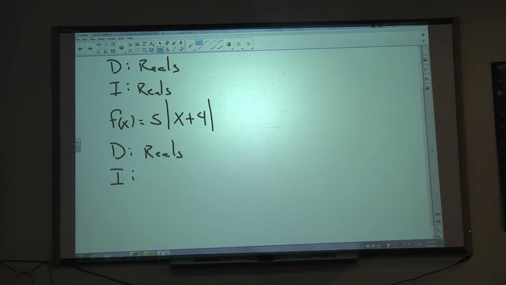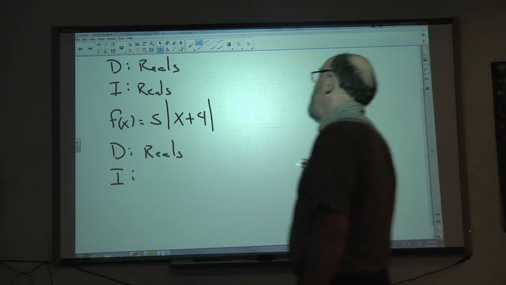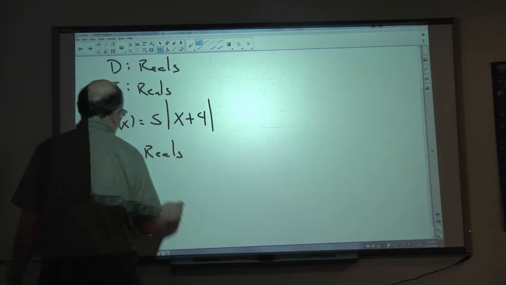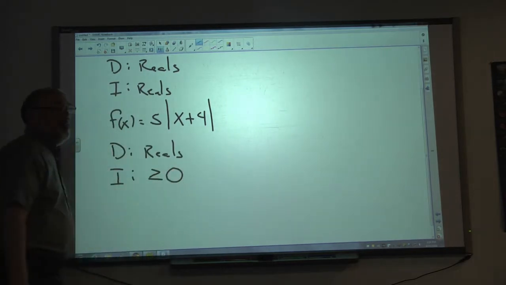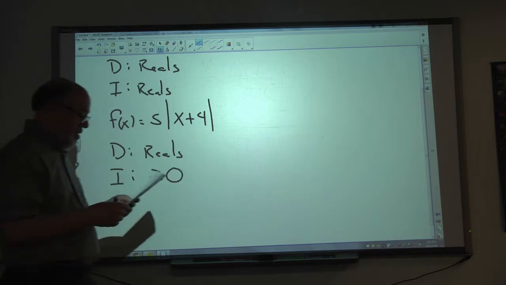Because after all, if x is -4, -4 plus 4 is 0. The absolute value of 0 is 0. 5 times 0 is 0, right? And so my image is going to be numbers that are greater than or equal to 0, right?